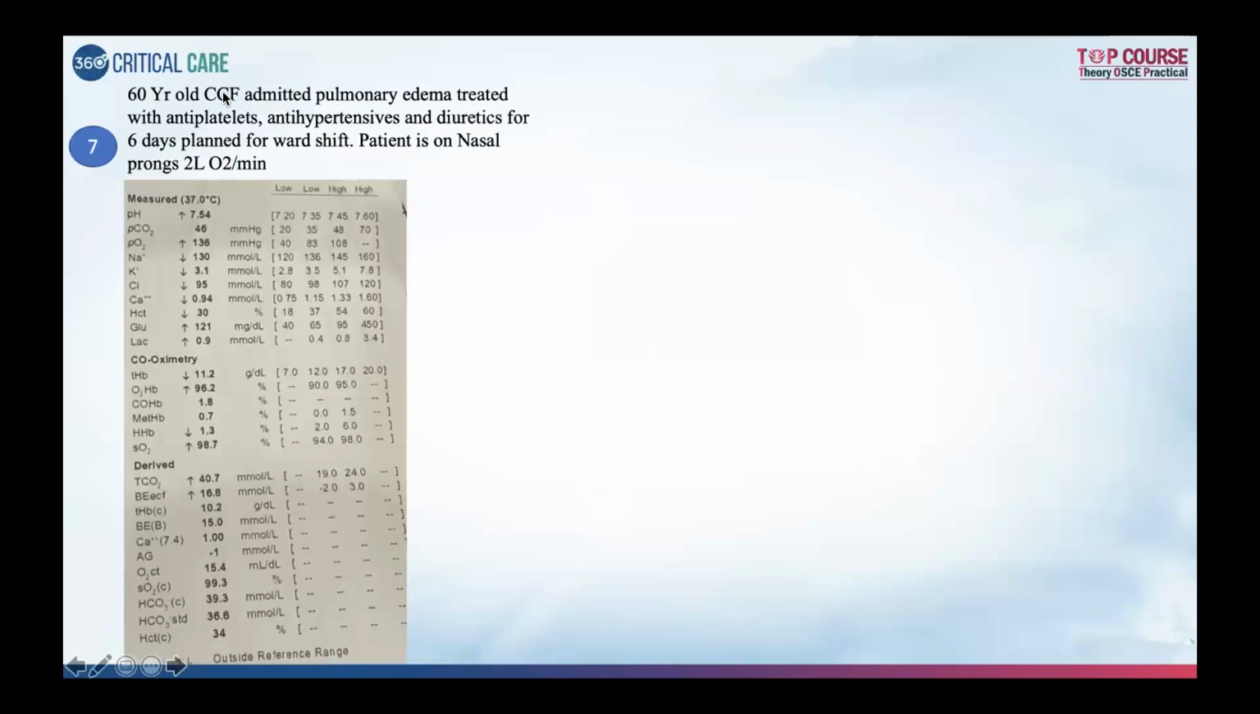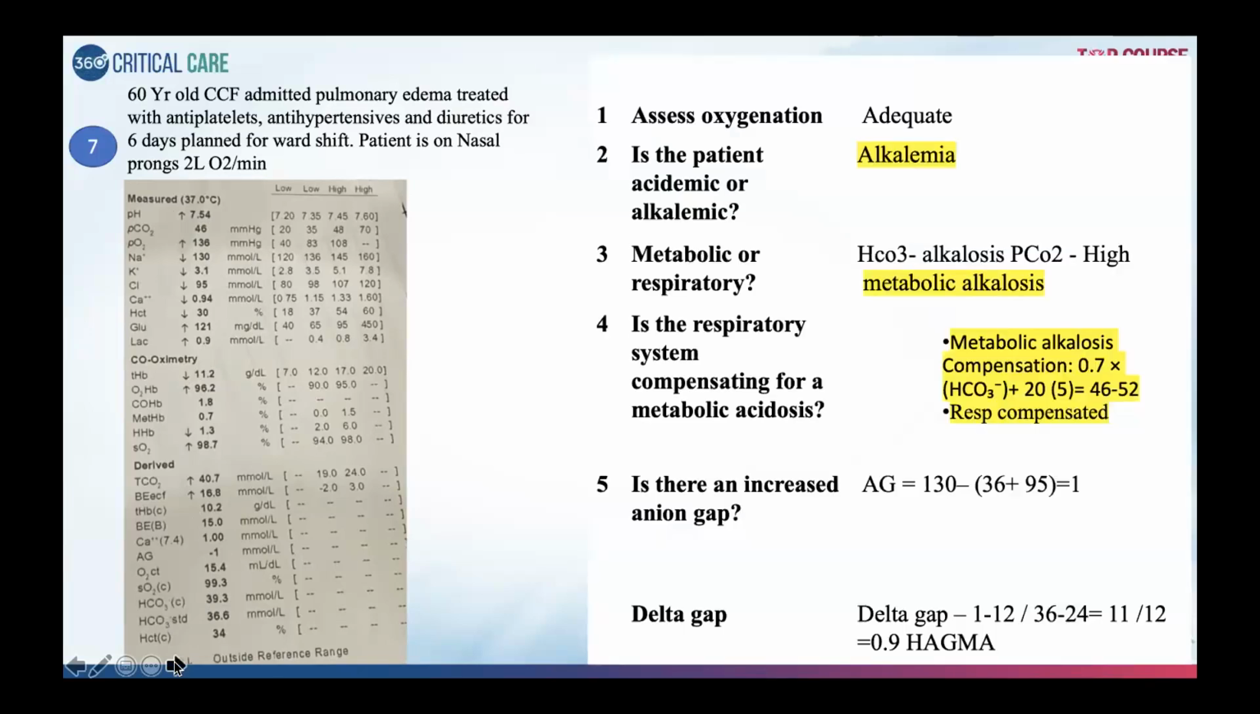60-year-old CCF, congestive cardiac failure, admitted with pulmonary edema, treated with antiplatelets, antihypertensives, diuretics, 6 days, planned for ward shift. And this ABG is done just prior to ward shift. Okay, pH 7.54, PCO2 of 46, bicarb is 39, and then lactate seems to be normal. So no other much variations.